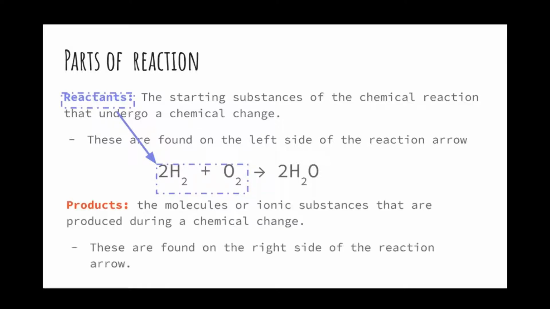On the other hand, our products are the molecules or ionic substances that are produced during the chemical change. These are found to the right of the arrow, or on the right side of the reaction. And those are our two water molecules that are being produced.